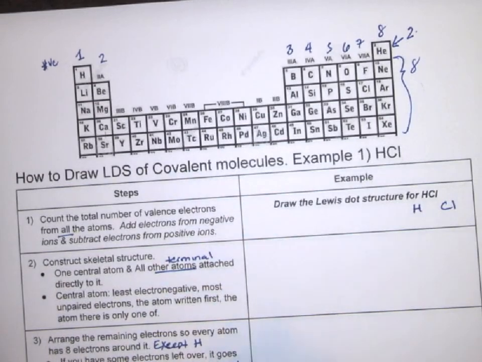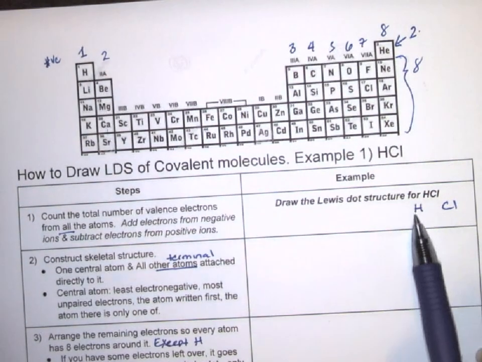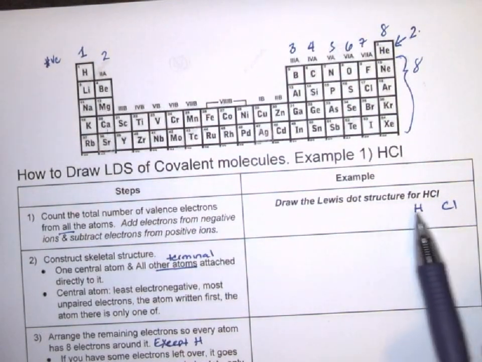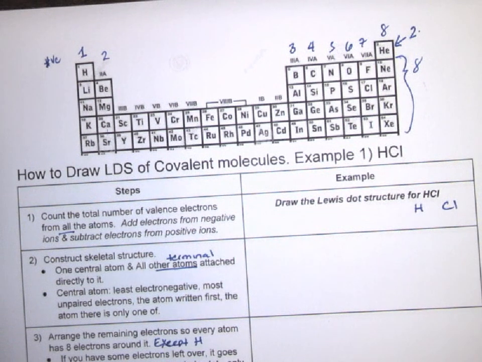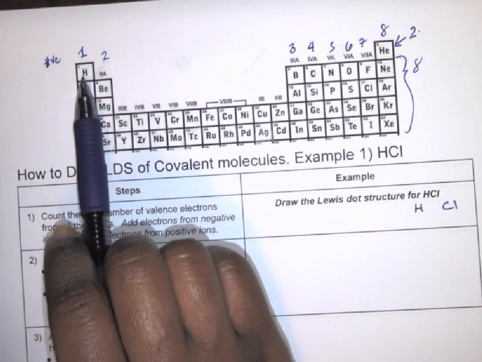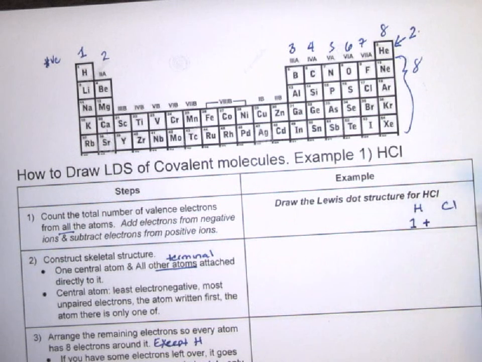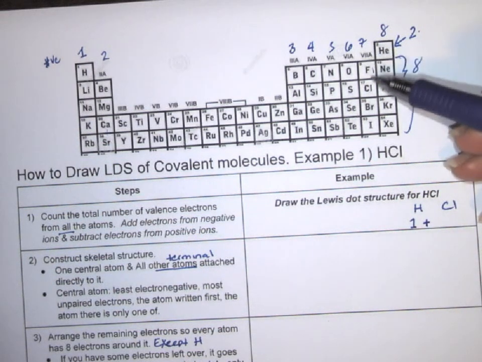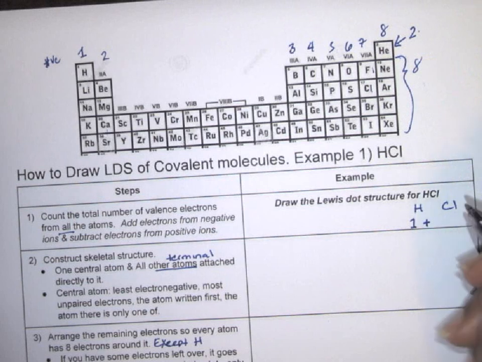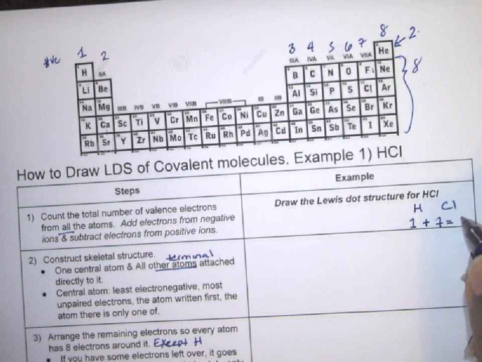Okay, so to get the total number of valence electrons, I find these elements in the periodic table, figure out how many valence electrons they have, and then add them together. So here's hydrogen. It has 1 valence electron, so that's 1. And chlorine is in group 17. It has 7 valence electrons, so that's 7. So my total number of valence electrons here will be 8.